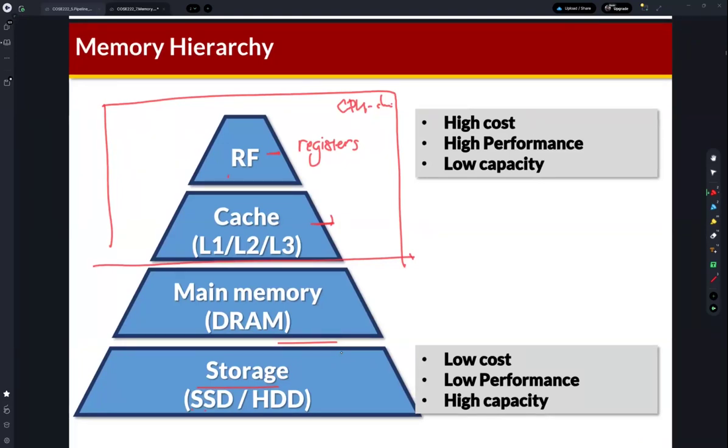So register file, the cost is high. What does that mean? In order to build these register files, the manufacturing cost is very high. Also, the register file consumes high power. Okay, but when we consider performance, it is very high. What does it mean? It's fast.